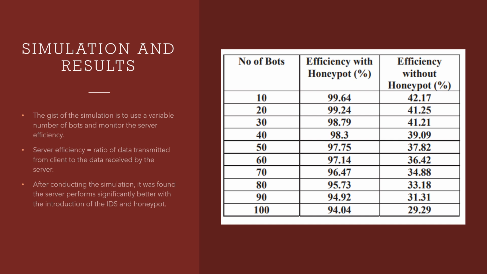with the increasing number of bots, you definitely have a decreased efficiency, of course, because there's more traffic on the network. But with a honeypot, the efficiency is much higher comparatively as the number of bots increases.